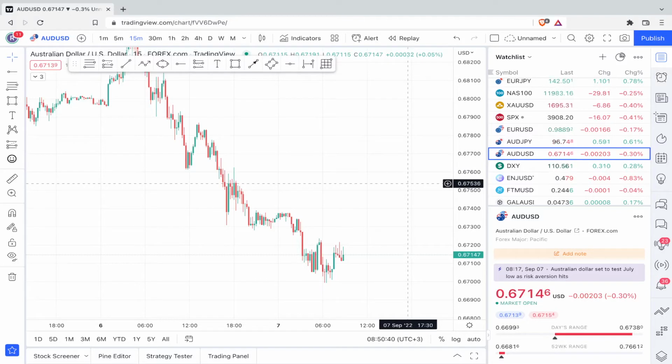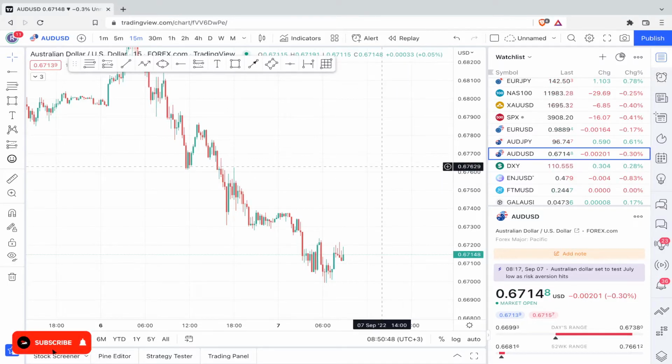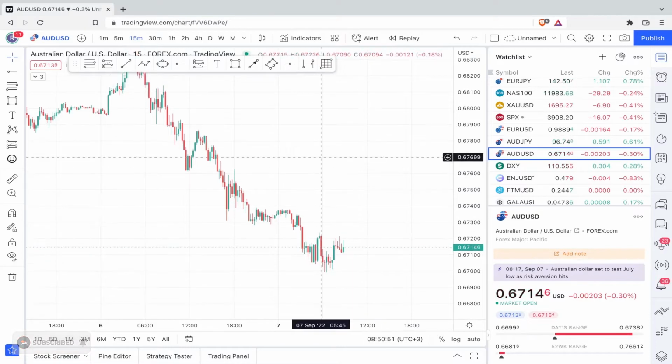The Fibonacci retracement does still work. This is the truth. It still works. It's up to you to know how to use it, okay? And I'm going to show you exactly how and what I mean.